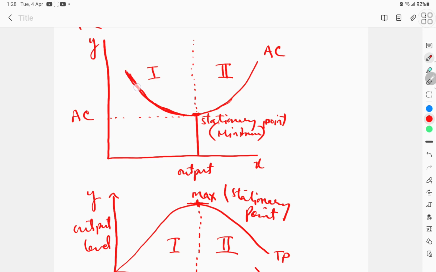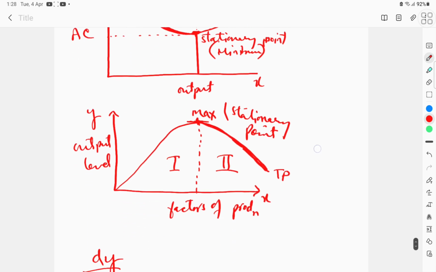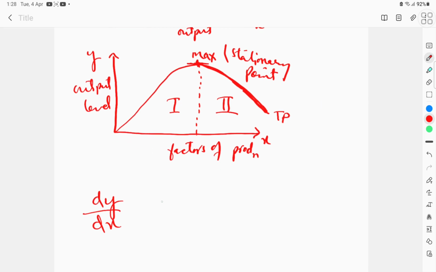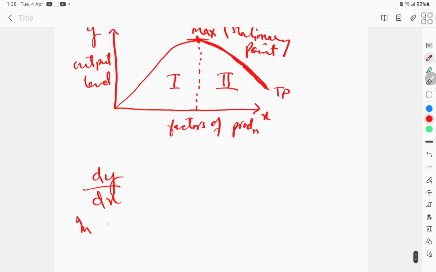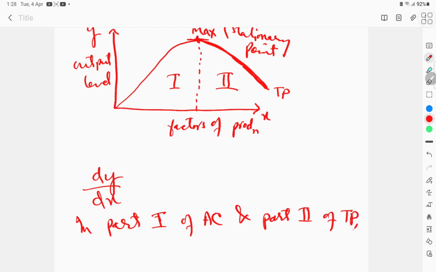In part 1 of average cost, you can see the average cost is declining, while in part 2 of the total product curve, you can see the total product is declining. So in both cases, the increment in variable factor x is associated with a fall. Let us write: in part 1 of average cost and part 2 of total product curve, both are declining, we see.